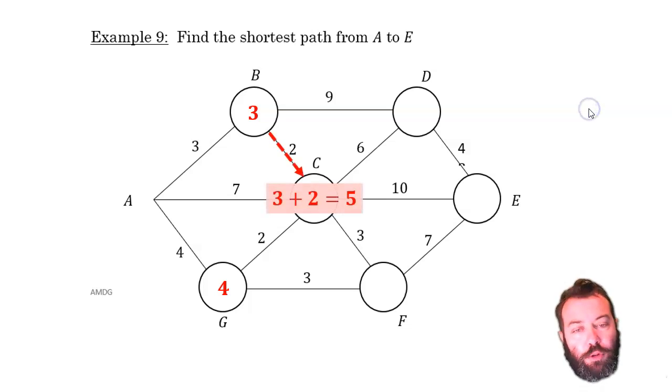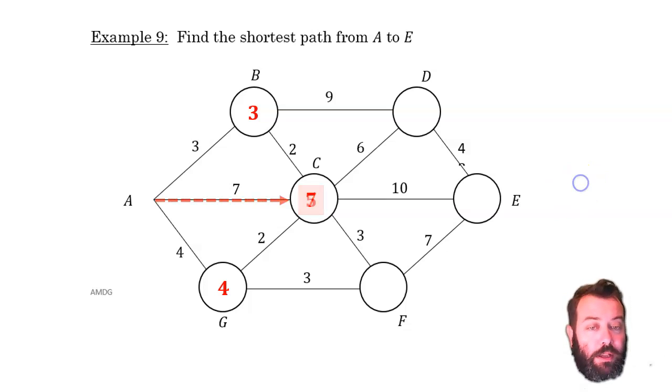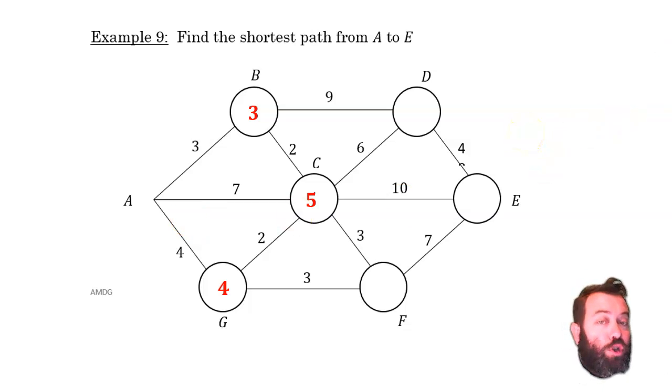So now we want to find the shortest path to C. I could go via B, which would be 3 plus 2. I could go via G, which would be 4 plus 2, 6. Or I could go directly from A, which would be 7. And the shortest of those 3 is via B, 5 units long. So we put a 5 in there. There are lots of different ways we can get to C, but the shortest way is 5.